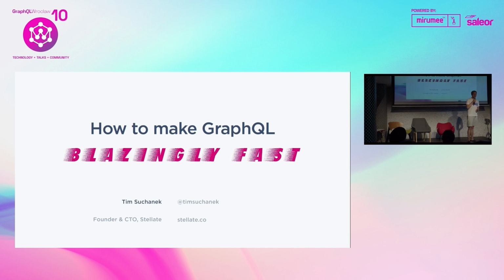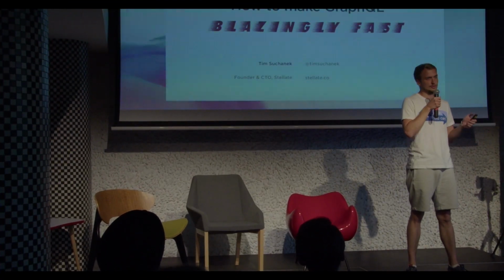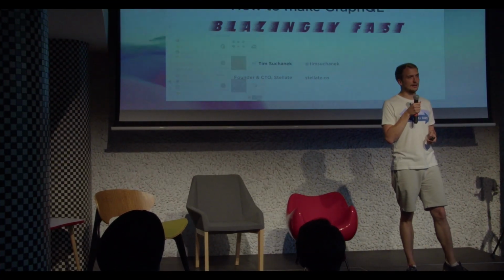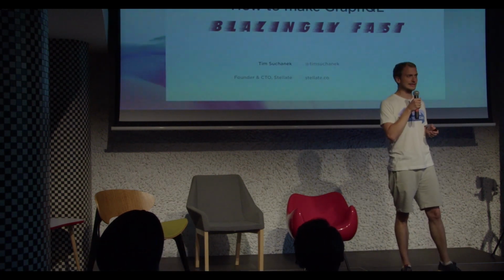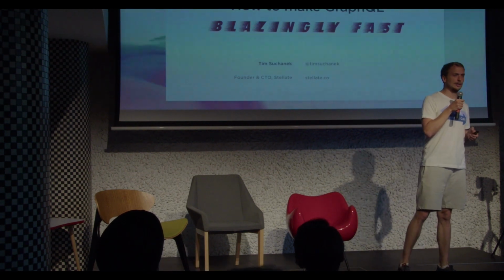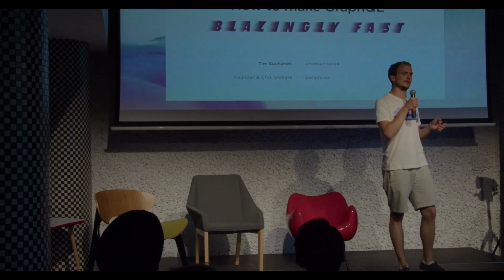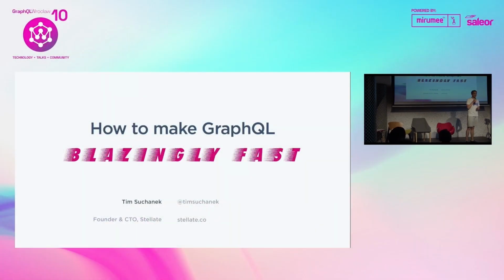So my name is Tim, and I'm the CTO and founder of Stellate. We build production-grade GraphQL tooling, currently focusing on edge caching. I've been in the GraphQL ecosystem for a while, started using it in 2016, and since then built a bunch of GraphQL production systems. And there are a lot of ways to make your API fast. And not just your API, but the whole GraphQL system. And I wanted today to just share my learnings with you and some things that might be helpful for you as well. So today we will talk about how to make GraphQL blazingly fast.